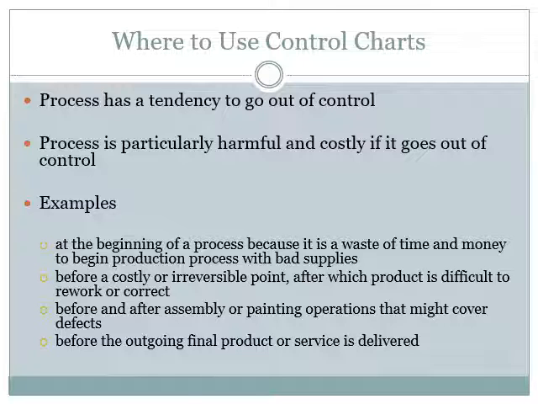Now all of us are aware that every process has a tendency to go out of control. And if it is very harmful and costly in case a process goes out of control, there are a lot of rejections, then definitely we have to use the control charts. And some examples: at the beginning of the process, you started a process and at the beginning only you have bad supplies. So that creates a very wrong example.